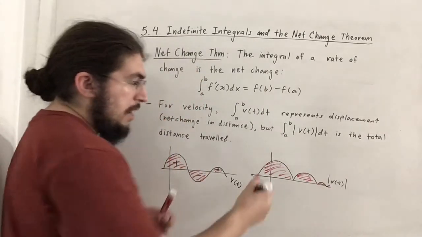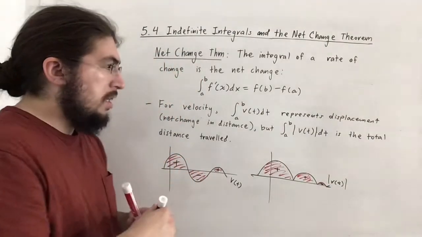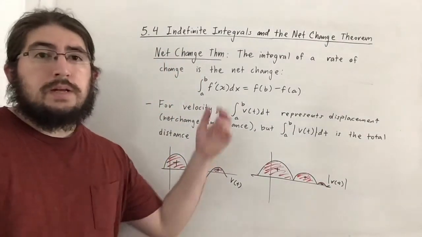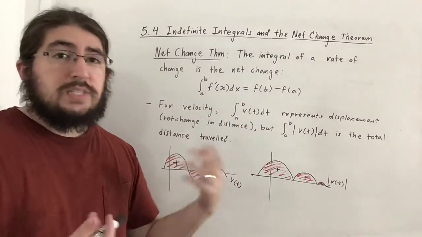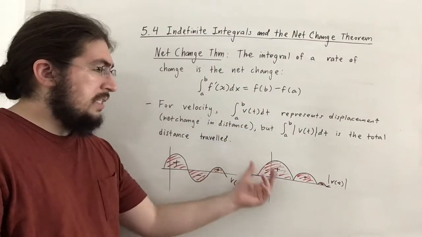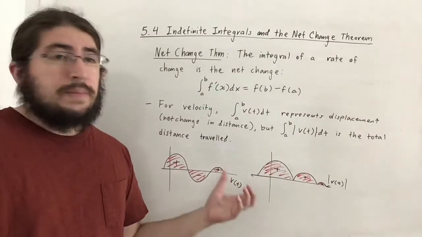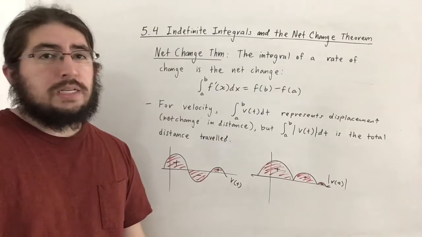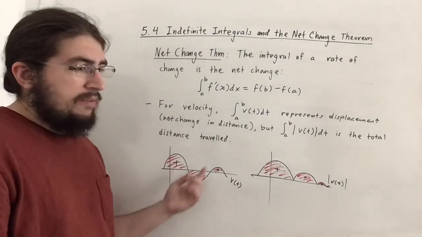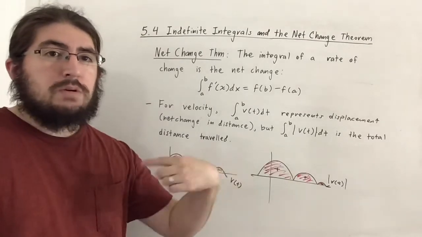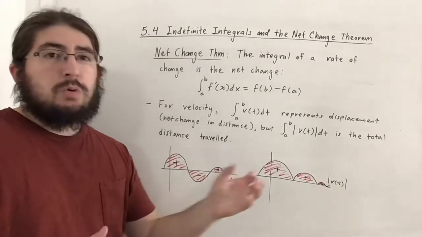Now again, what these areas represent are the net change of the antiderivative of velocity. Velocity is the rate of change of distance, so this is going to be the net change of distance for each one. But since it's always positive, this will be the total distance traveled, basically. Here we imagine velocity positive, negative, positive, meaning we're going forward, backwards, forward, but here we're only going forward, so we're just looking at the total distance now.